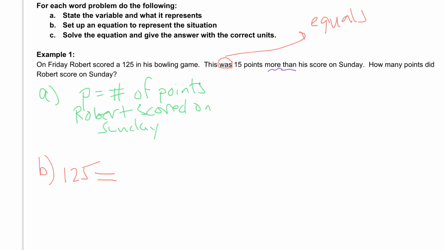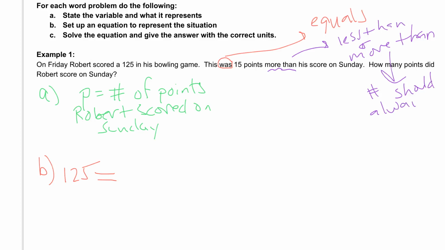Now, those words, more than, this one right here, this is an important one. More than, and then less than. So this also refers to less than and more than. Whatever number it is, that number should always go last. And what I mean by that is if I have 15 points more than means addition. So if I start with my addition sign, that 15 goes after it. It goes at the very end of the equation.